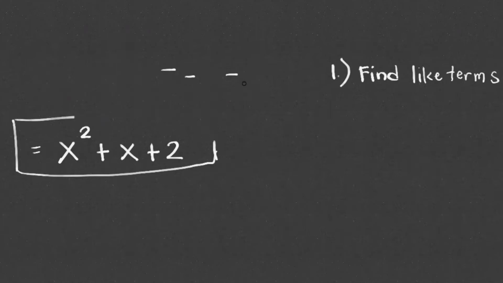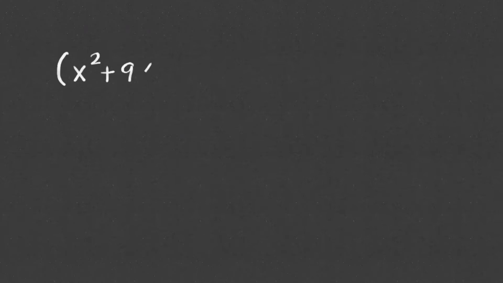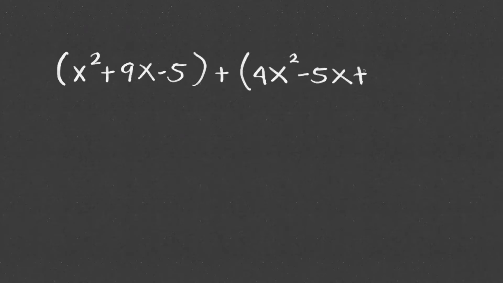Let's have another example. The quantity of x squared plus 9x minus 5 plus the quantity of 4x squared minus 5x plus 2. You can try to solve this problem by pausing the video. There is no positive or negative sign in the first quadratic equation, the x squared plus 9x minus 5, so therefore you can just write it down.